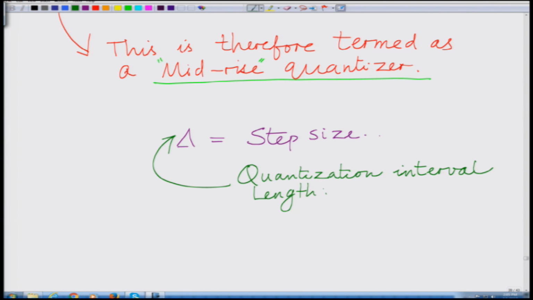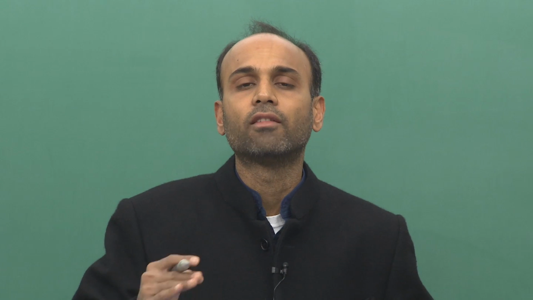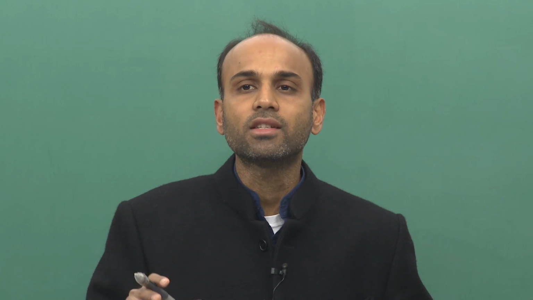Or basically the length of the quantization interval. Step size is basically the step from one quantization interval to another, or basically one quantization level to another. Alright. So, this is the step size delta, and this is uniform in a uniform quantizer.